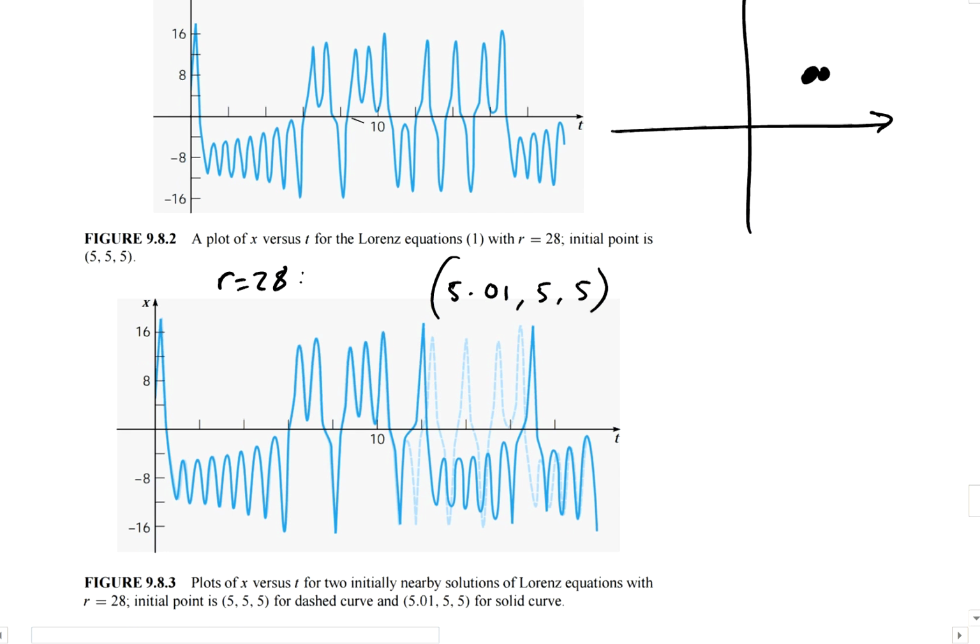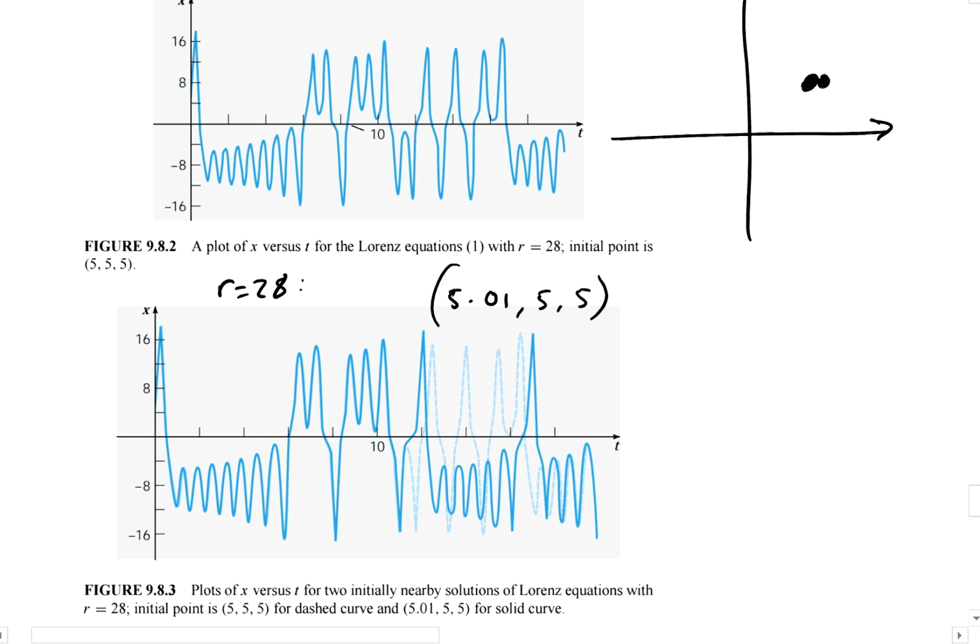The dashed line is for the one up here. So this is for 5, 5, 5, this dashed line. But when we put in 5.01, that's when we get the solid curve. The solid curve corresponds to 5.01 and the dashed line corresponds to 5. Well, it's exactly the same. If we start right at the beginning of time, t equals 0, it follows exactly the same curve, right the way up here.